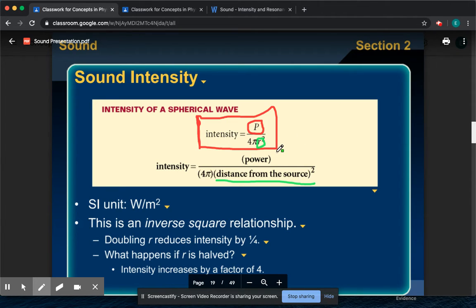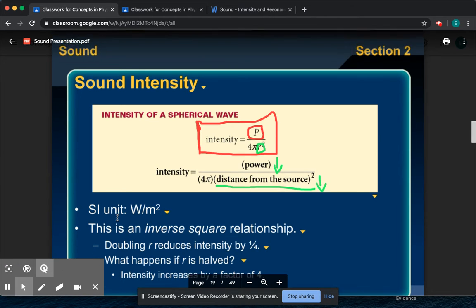Okay, you can lower power and also lower distance. You can lower both and you can still have the same intensity. Okay, so how loud something is perceived is controlled by how much energy we put into it and how far it is from the source. That's how we adjust that.